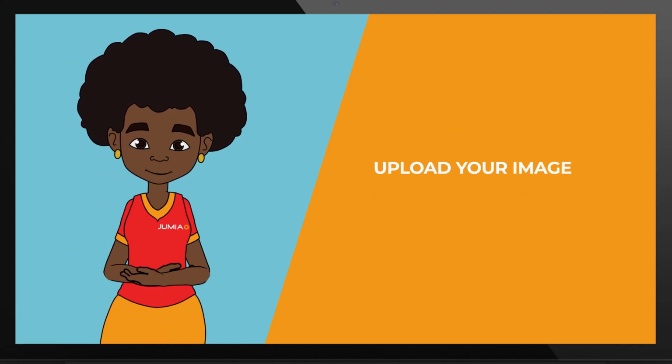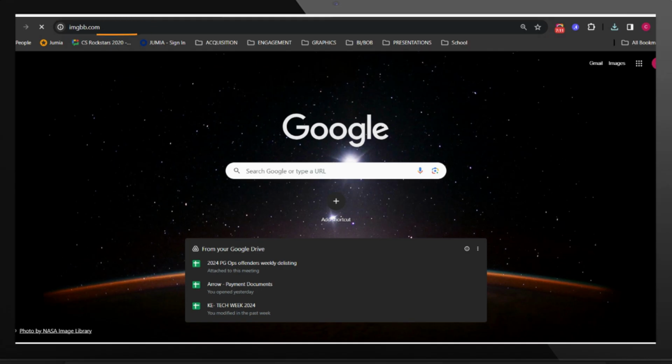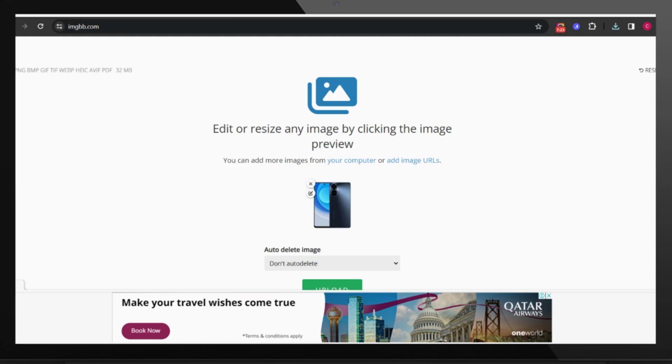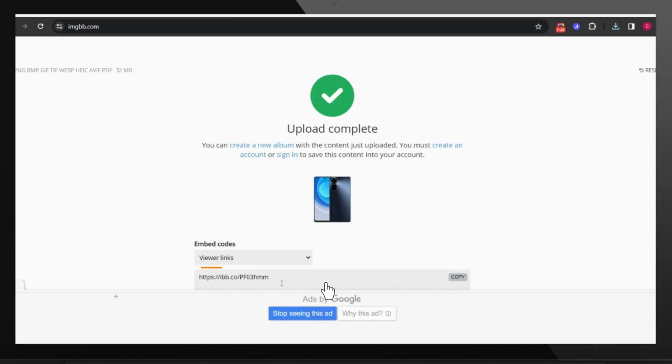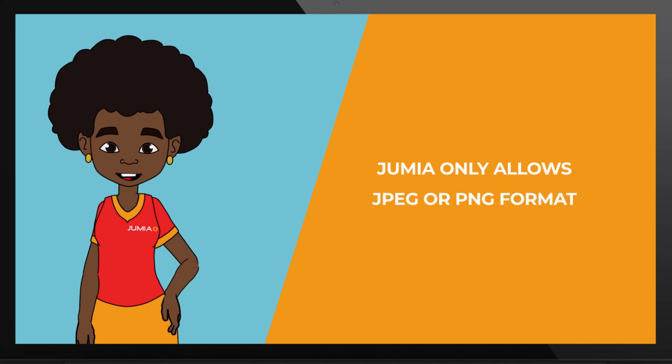Upload your image. It has to be as a link. To create the link, search imgbb.com on Google. Click on Start Uploading. Select Product Image. Click on Upload. Copy the link as shown on the video. Note: Jumia only allows JPEG or PNG formats.